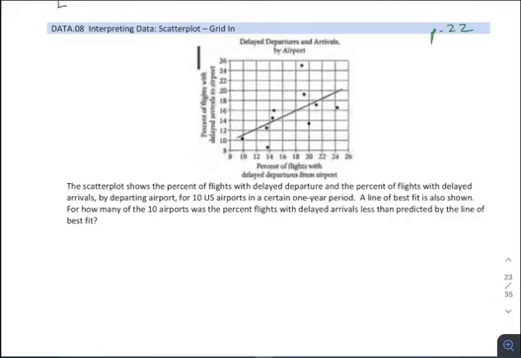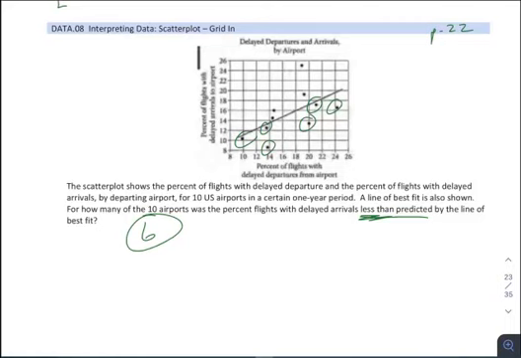Okay, when you look at this perspective here, it's asking of these 10 airports, for how many of them were the delayed arrivals less than predicted? Okay, so that means that we're looking for what? Are we looking for points that are below the line, or are we looking for a line that's below the points? We want the points that are less than the predicted line, so that means we're looking for the points that fall below. So if we count those points that fall below, we get our answer, which here would be 6.